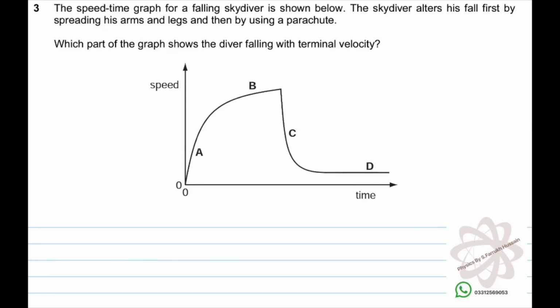Now the speed time graph for a free falling skydiver is shown below. The skydiver alters his fall first by spreading his arms and legs and then by using a parachute. Which part of the graph shows the diver falling with terminal velocity? As I have already told you, terminal velocity means constant velocity. Constant velocity means 0 acceleration, and the gradient of the speed time graph is acceleration. So when the acceleration is 0, the gradient will be 0. Gradient at D is 0. That's why the answer is D.